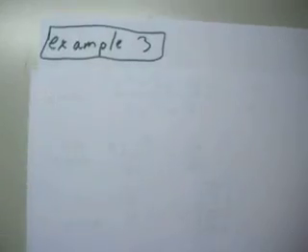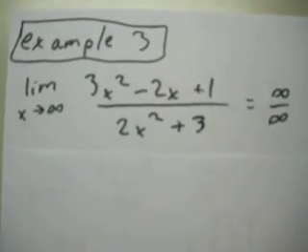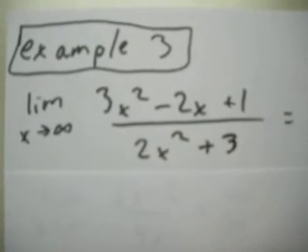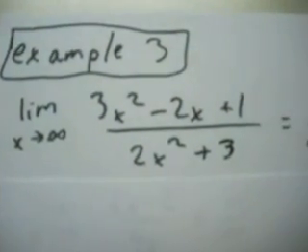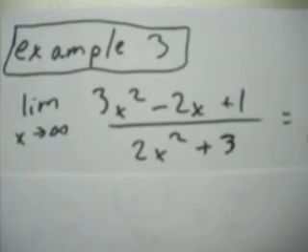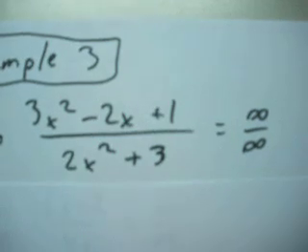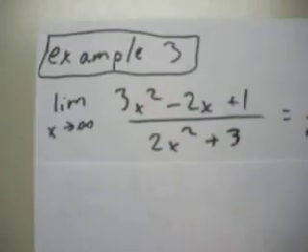Here's another one. Alright, this time they're starting us off with the limit as x approaches infinity of 3x squared minus 2x plus 1 over 2x squared plus 3. When we plug in infinity, it's easy to tell that we have infinity over infinity, which is an indeterminate form.